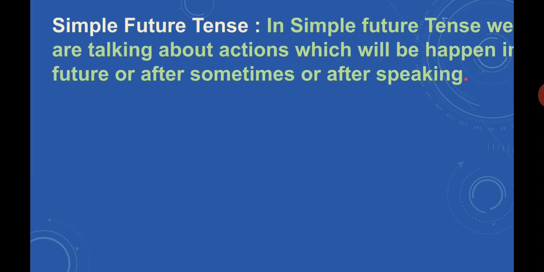Let's move on. The next and the last tense for this standard is simple future tense. So what is simple future tense? In simple future tense, we are talking about actions which will happen in the future, or after some time, or after speaking. So the action is not done yet. It has not happened yet, but it will happen later, after some time, in the future. This kind of action represents the simple future tense.